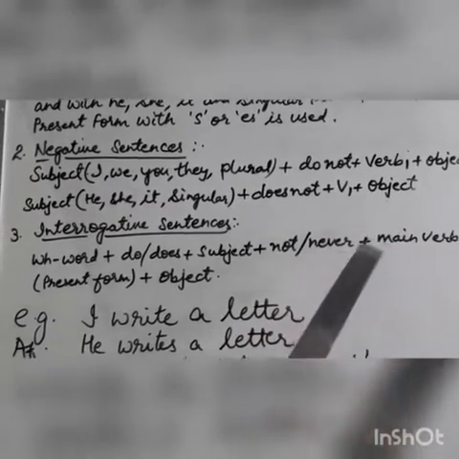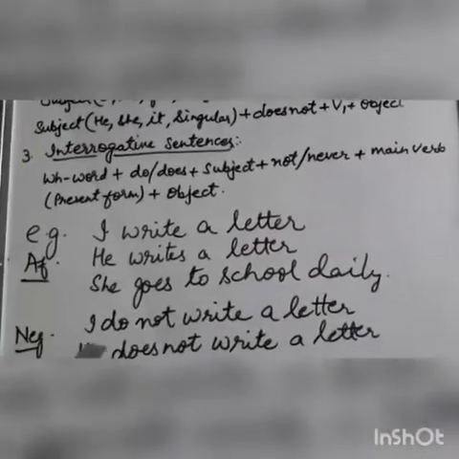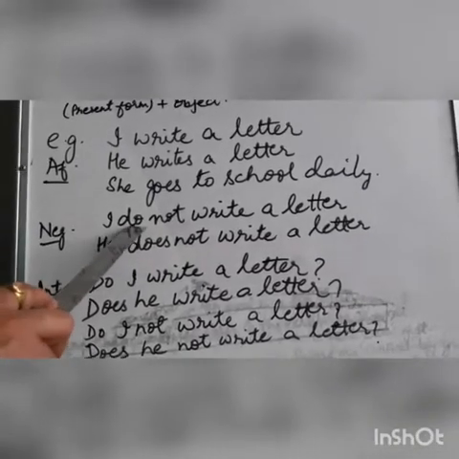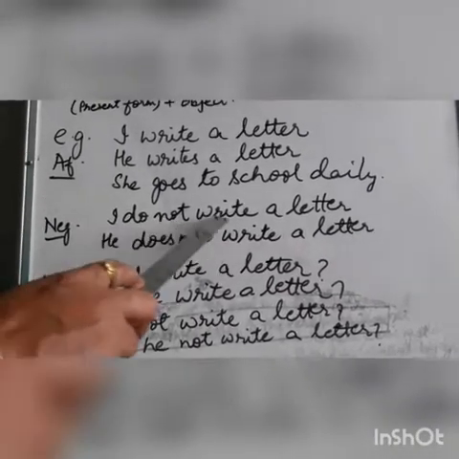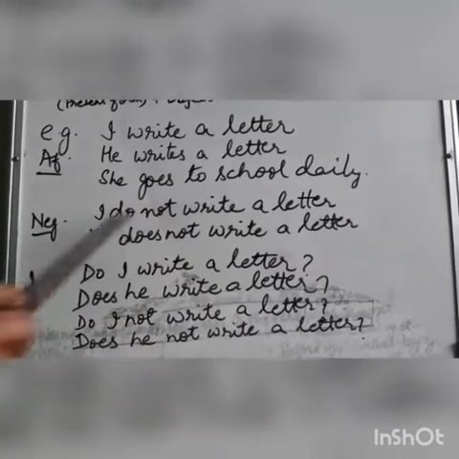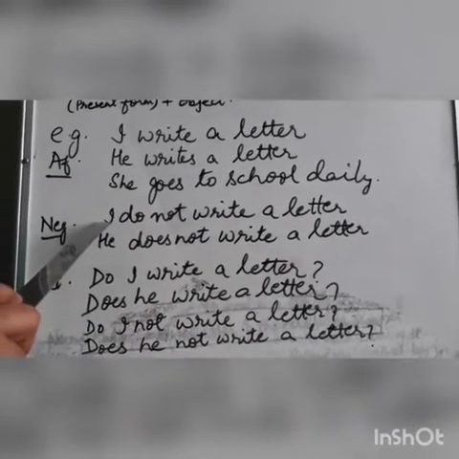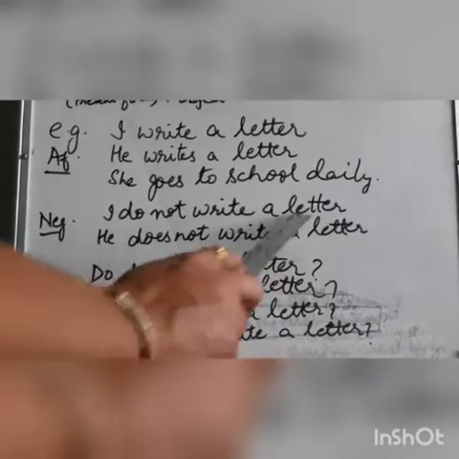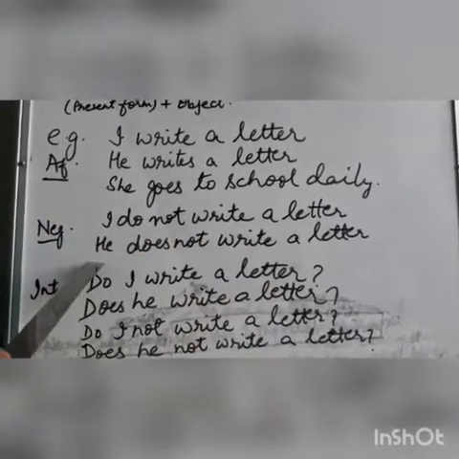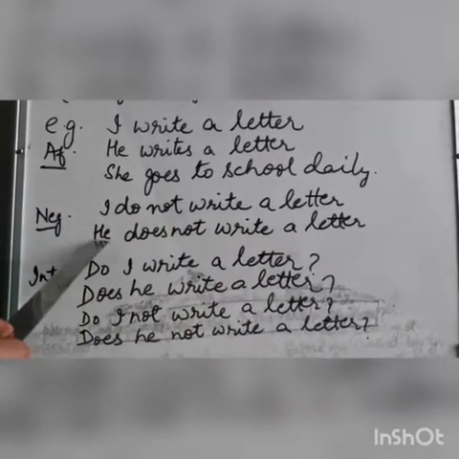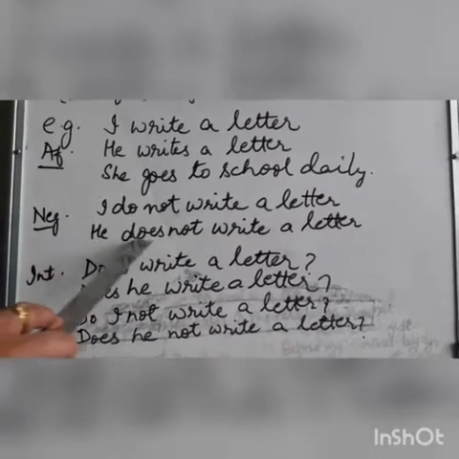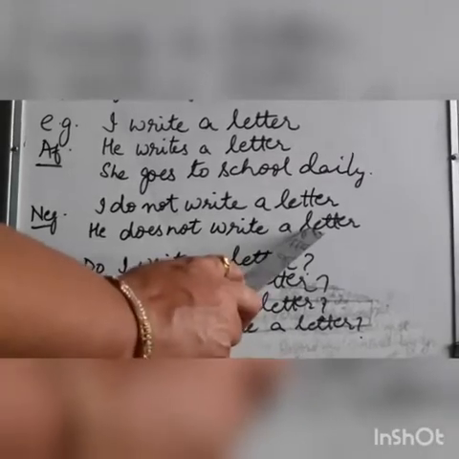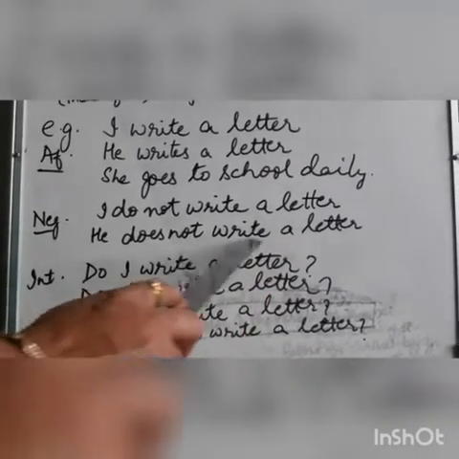Now look at the examples in negative sentences. With I, you, we, they, as I told, you will use do. I do not write a letter. If we are using here we, then also we do not write a letter. They do not write a letter. But when you are using he, she, it and singular, then you will use does. He does not write a letter. She does not write a letter. Ram does not write a letter.